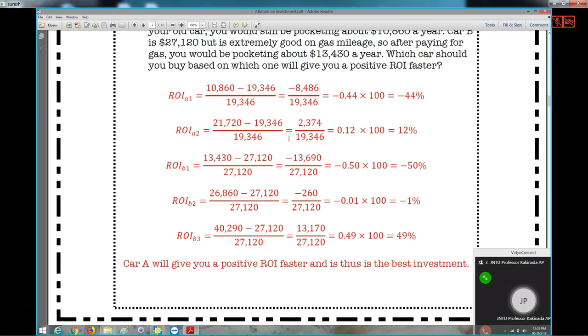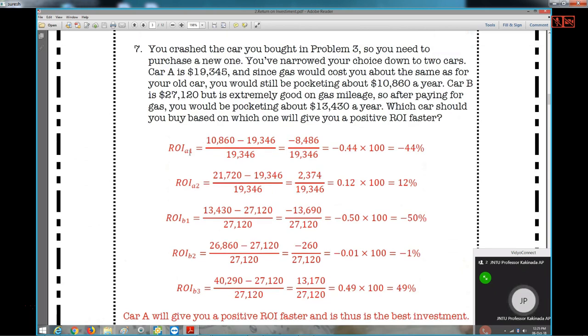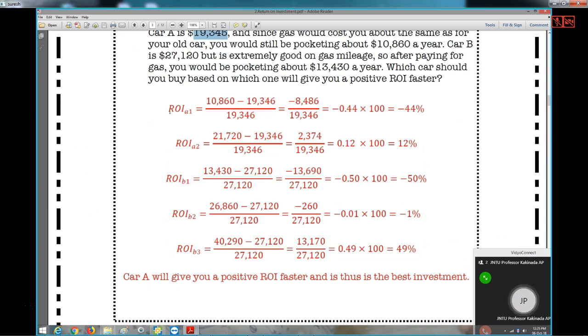So car A for the first year, return on investment. First year ending, you have bagged 10,860 rupees. 10,860 minus car A initial investment of 19,345. So here we have the return on investment of car A for the first year as minus 44%.